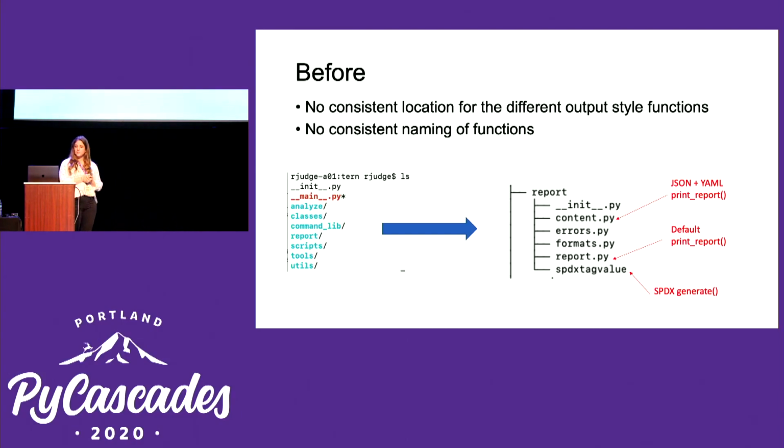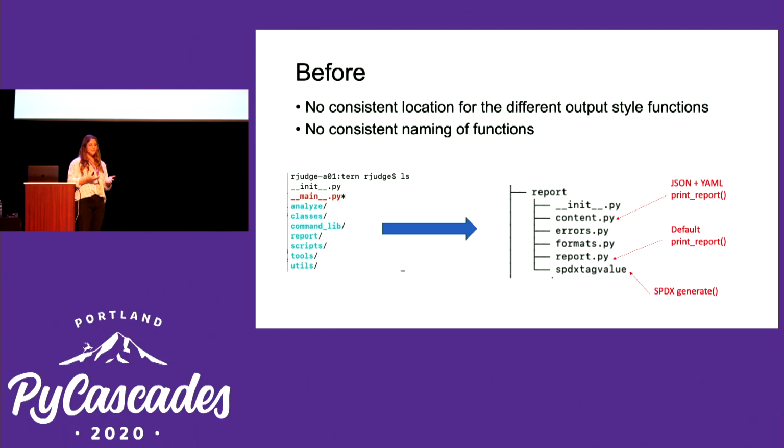Okay, so before we implemented an extendable architecture, we didn't have any consistent location for the different output style functions. So that image on the left, you can see how Turn was organized. Naturally, all of the reporting code was under this directory called report, but within that report directory, the functions for formatting the actual reports were kind of all over the place. So JSON and YAML were in content.py. The default was in report, and then SPDX tag value had its own directory where its code was.